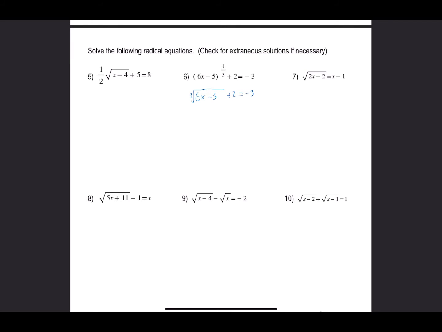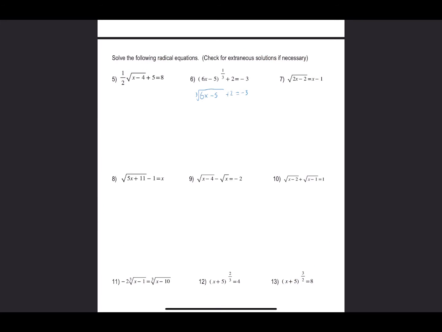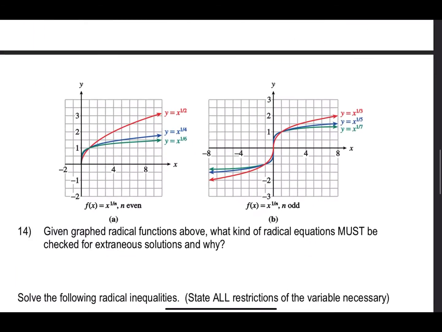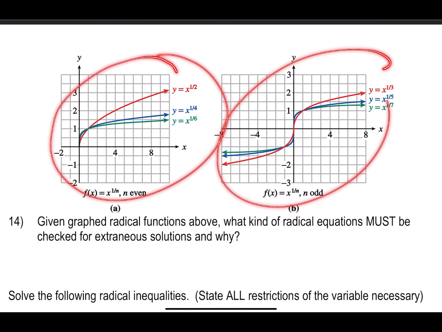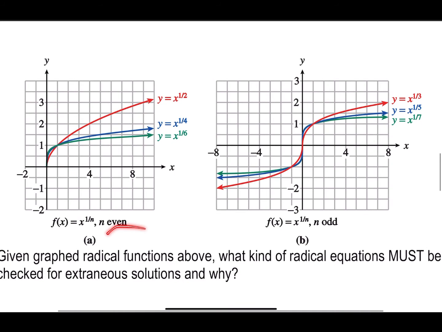A very, very important fact, because some of these problems don't have a solution, or they might have two solutions and one of them is false or extraneous. Now, let's skip ahead to the other page, because this graphic is very helpful. Notice we have two different types of functions, and it even explicitly says we have even functions and odd functions. 1/2, 1/4, 1/6. 1/3, 1/5, 1/7. Given the graphed radical functions above, what kind of radical equations must be checked, and why? And it's a very important distinction between these even and odd functions.